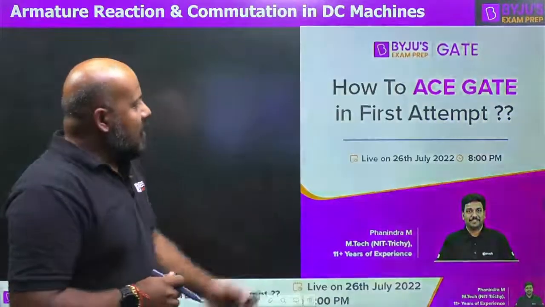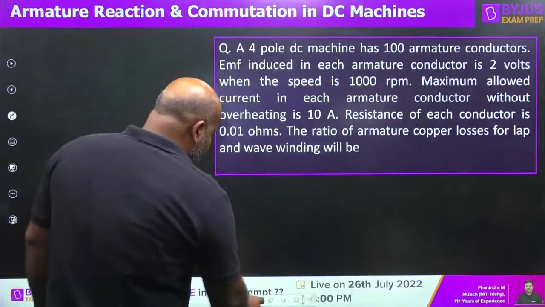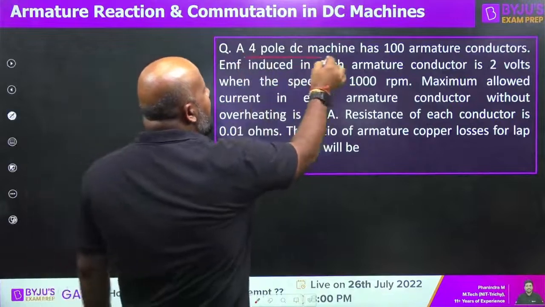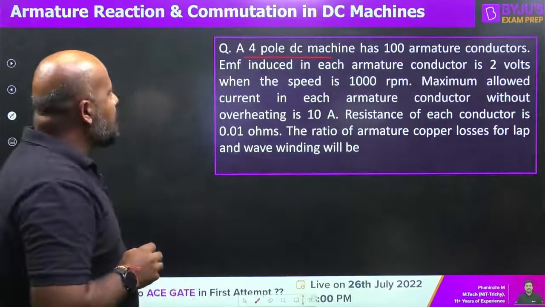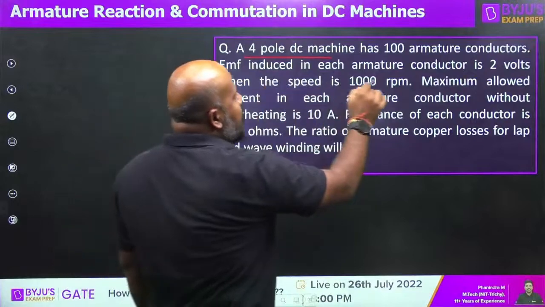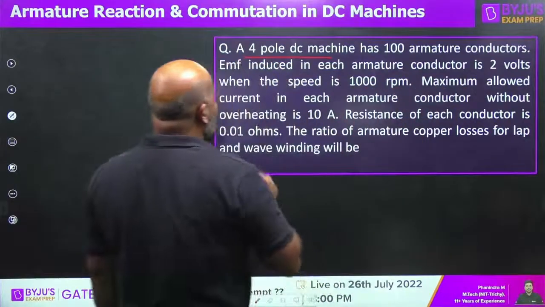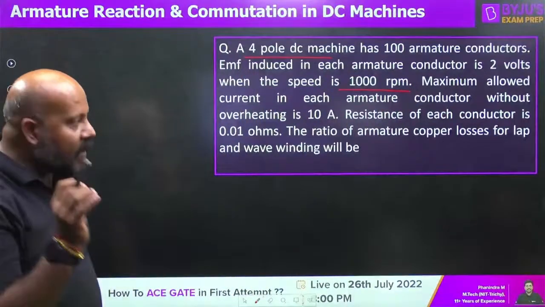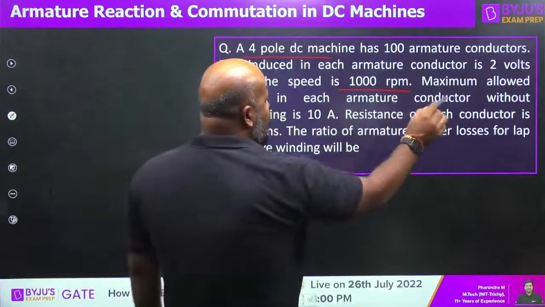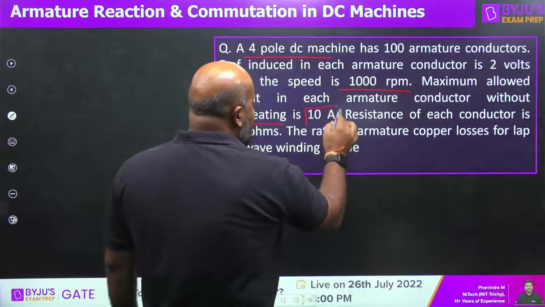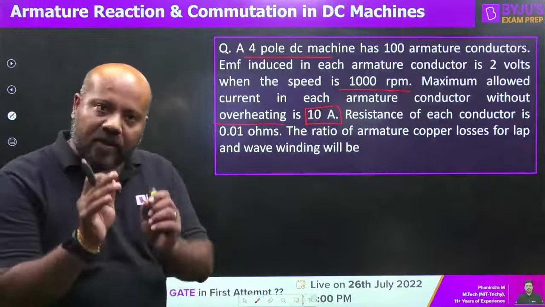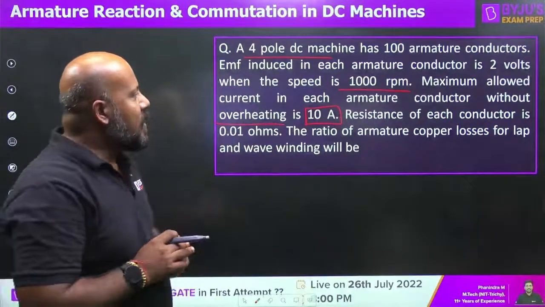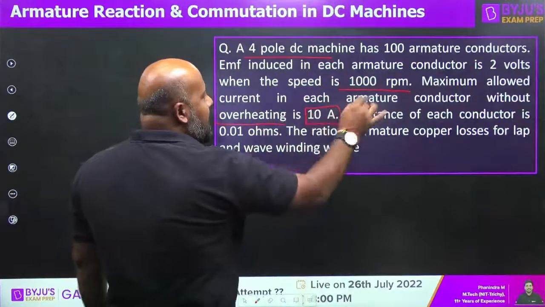Let us discuss the first question. The first question says there is a 4-pole DC machine having 100 armature conductors. The EMF induced in each armature conductor is 2 volts when the speed is 1000 RPM. The maximum allowed current in each armature conductor without overheating is 10 ampere. Let us first understand the meaning of this statement, because it is the key statement for this question: the maximum allowed current in each armature conductor.